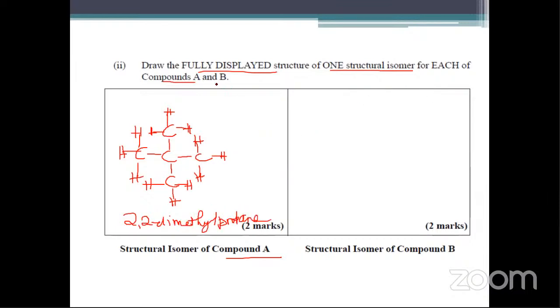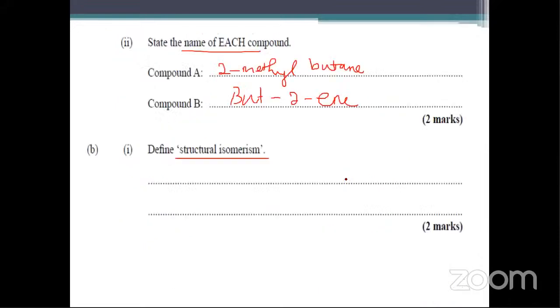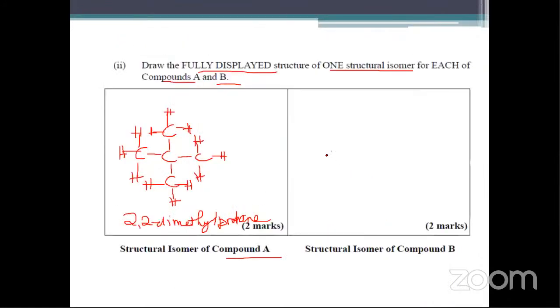All right, and let's draw a structural isomer for B. So this is B here. What would be a good isomer for B? You could take the double bond and put it here, right? And you see that that would be but-1-ene instead of but-2-ene. So that's what we're going to do. Just take the double bond, put it at the first one, and draw the rest.